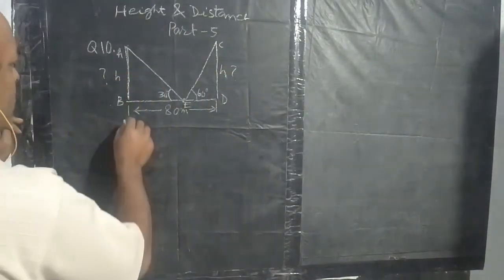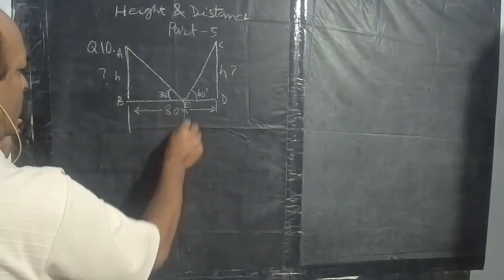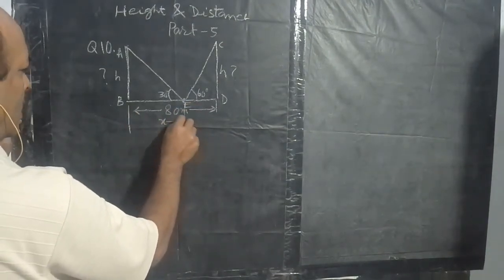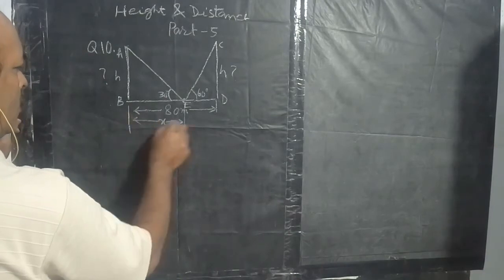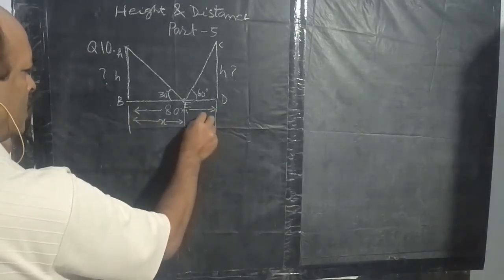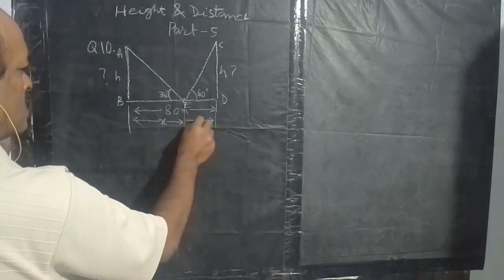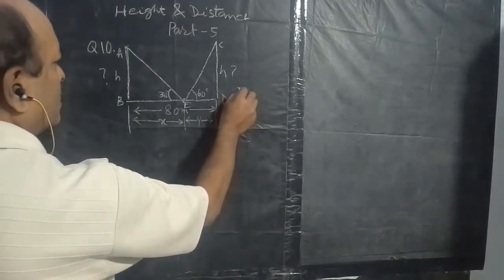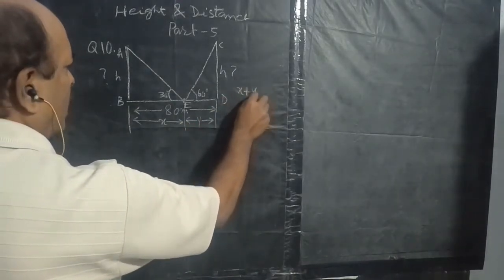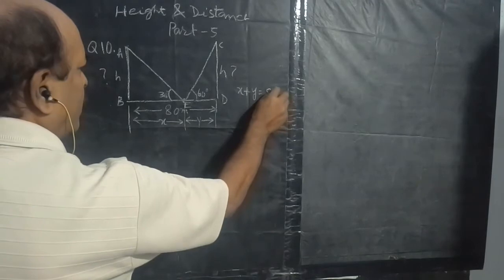Now, very simple. If you take from here to here as x meters, and from here to here as y meters, definitely x plus y will finally come to 80 meters.